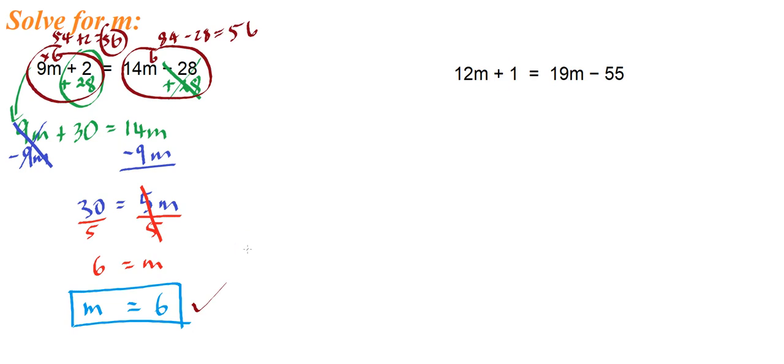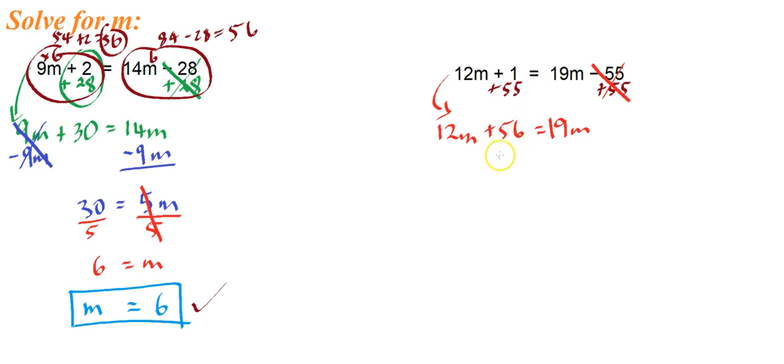If we look at this one over here, again, let's look at the constants and let's cancel the constant with the least value. In this case, it's minus 55, so we add 55. We do that to both sides. What happens as a result of that? Well, that minus 55 is now cancelled out, so on the right-hand side, we have 19m left, and on the left-hand side, this 12m, we haven't done anything to it yet. And 1 plus 55 is plus 56.